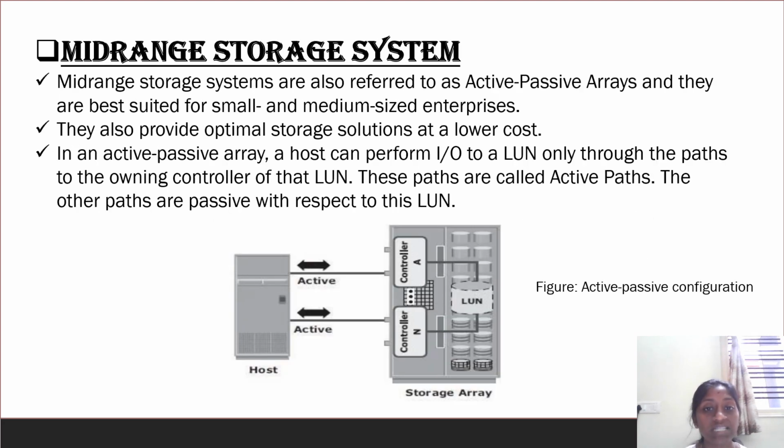Second one is mid-range storage system. Mid-range storage systems are also referred to as active-passive arrays and they are best suited for small and medium-sized enterprises. They also provide optimal storage solutions at a lower cost. In an active-passive array, a host can perform input-output to a LUN only through the paths to the owning controller of that LUN. These paths are called active paths. The other paths are passive with respect to this LUN.